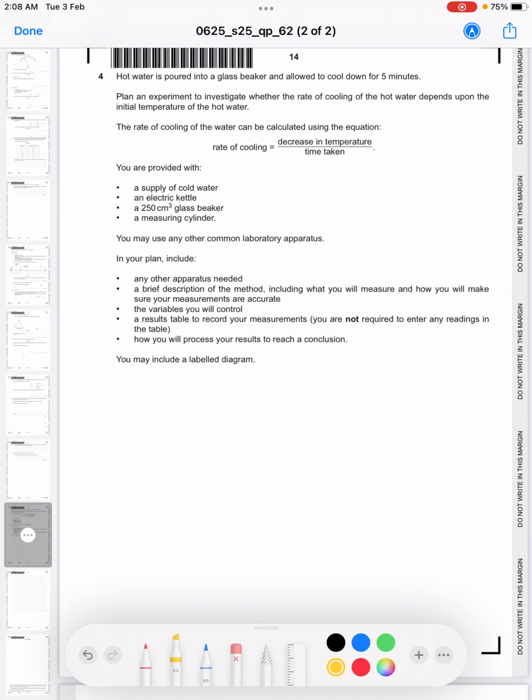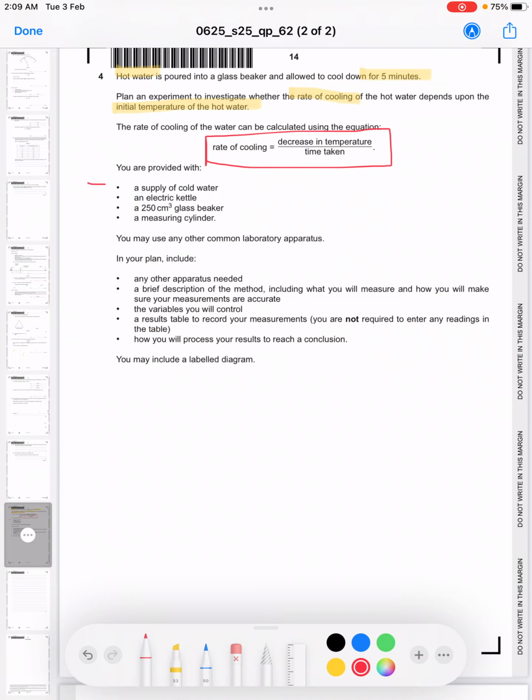Let's read the question. Hot water is poured into a glass beaker and allowed to cool for 5 minutes, right? Time is given. Plan an experiment to investigate whether the rate of cooling of the hot water depends upon the initial temperature of the hot water. So our experiment is to compare the rate of cooling with the initial temperature of hot water, and the formula for the rate of cooling is given, right? This one. You are provided with a supply of cold water.